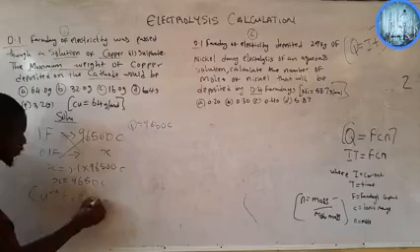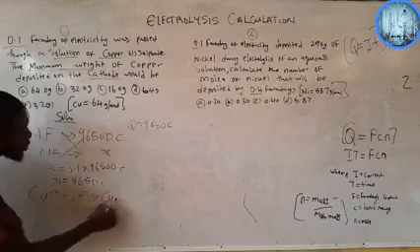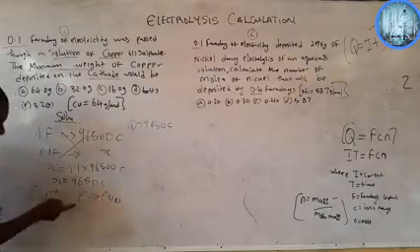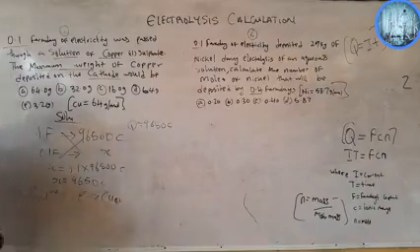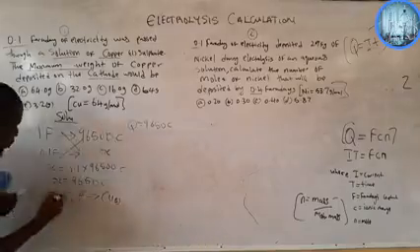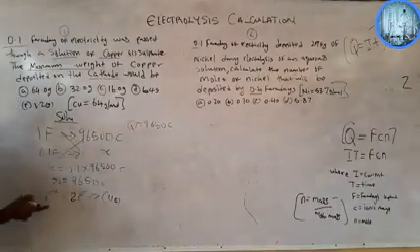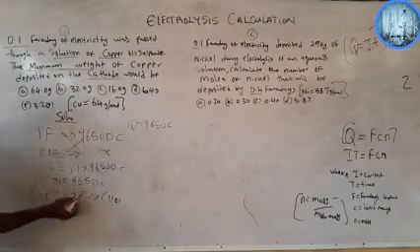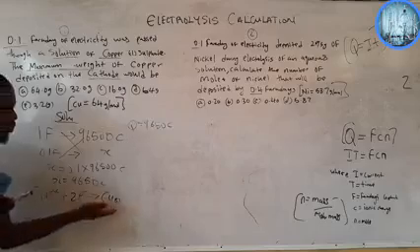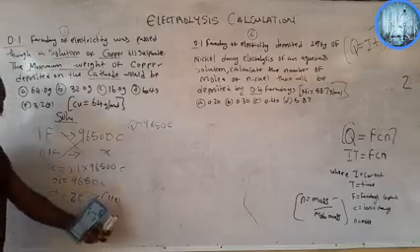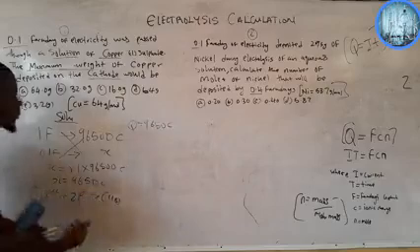electrons, giving us our solid copper. Okay? From this half reaction, we can tell that when the copper 2 ion receives 2 electrons, it forms our solid copper.